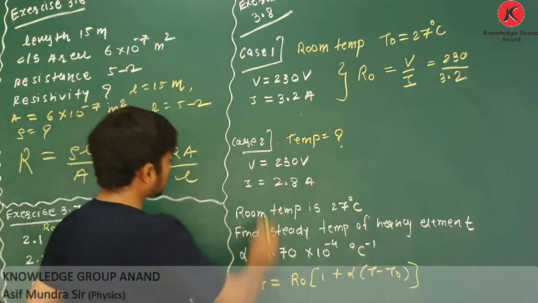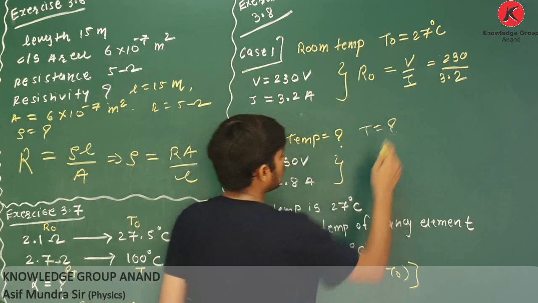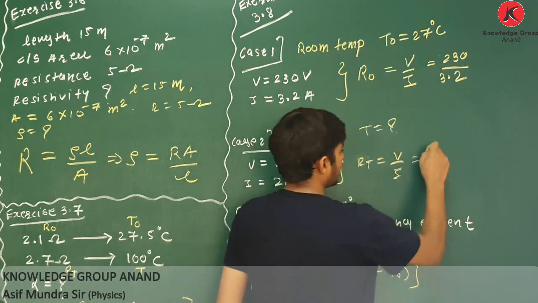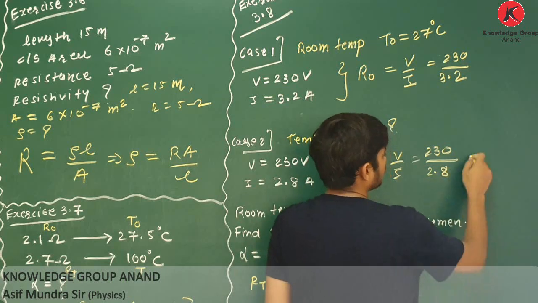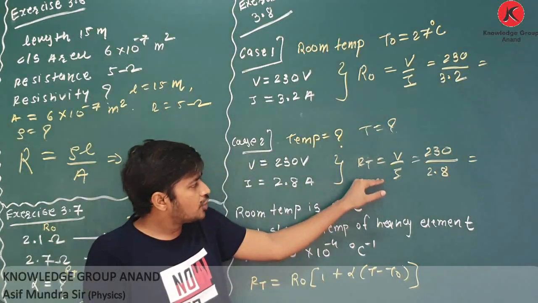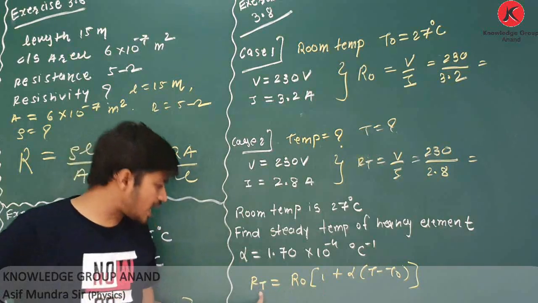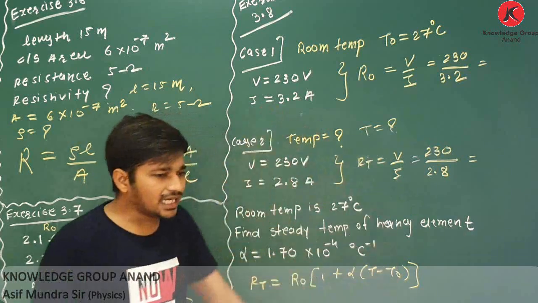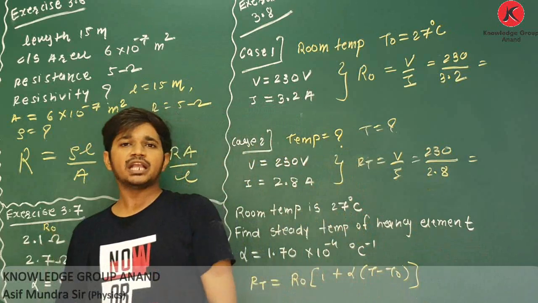Similarly, at another temperature, yes, you know what is value of V and I. So from this you can find what is RT. RT is equal to V upon I. It is 230 volt divided by current is 2.8 ampere. So yes, you can find. So see, from this you will get value of R0. From this you will get value of RT. Now put each and every value in this equation. You know RT, you know R0, you are given alpha, you know 27 degrees Celsius. Yes, you can easily find what is value of temperature.